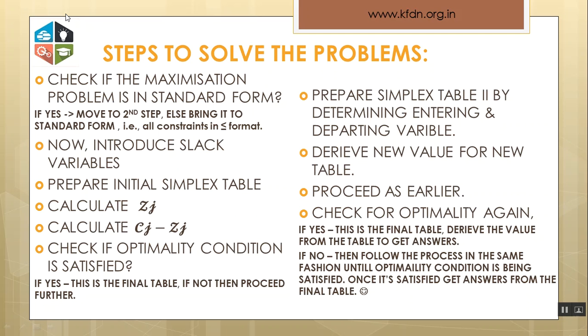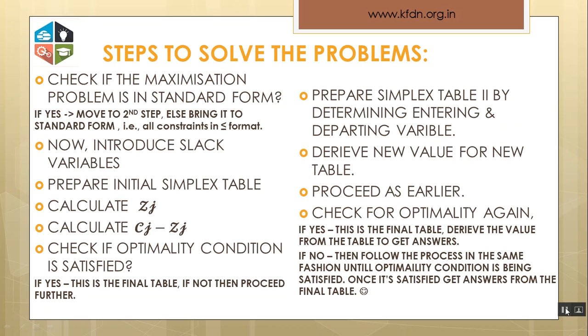But suppose the optimality condition is not satisfied, then we have to move further and prepare simplex table 2 by determining the entering and departing variable. After determining the entering and departing variable, we have to derive the new values for the new table. After deriving the new values for the new table, we will proceed as earlier, calculating Zj, calculating Cj minus Zj. Then again we will check for optimality. Now again, if the optimality condition is satisfied, then this is the final table and you can derive the values from the table to get the answers. But if the optimality condition is not satisfied, then follow the same process in the same fashion until the optimality condition is satisfied. Once it's satisfied, get the answers from the final table.